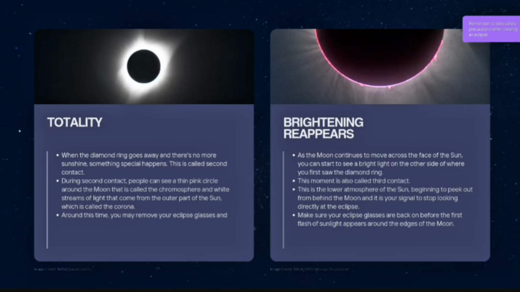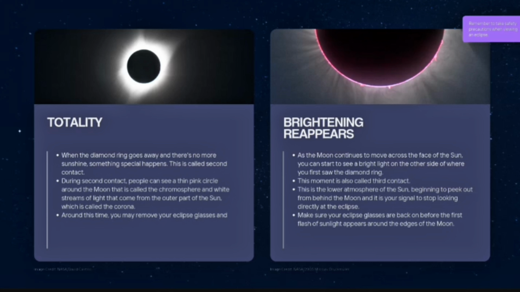When the diamond ring goes away and there's no more sunshine, something special happens. This is called second contact. During second contact, people can see a thin pink circle around the moon, called the chromosphere, and white streams of light that come from the outer part of the sun, which is called the corona. Around this time, you may remove your eclipse glasses and look at the total eclipse safely with the naked eye. Totality can last only a minute or 2 in some locations, so better view it while you still can.